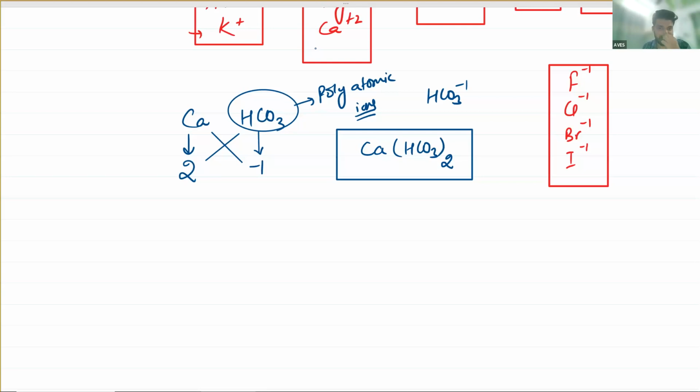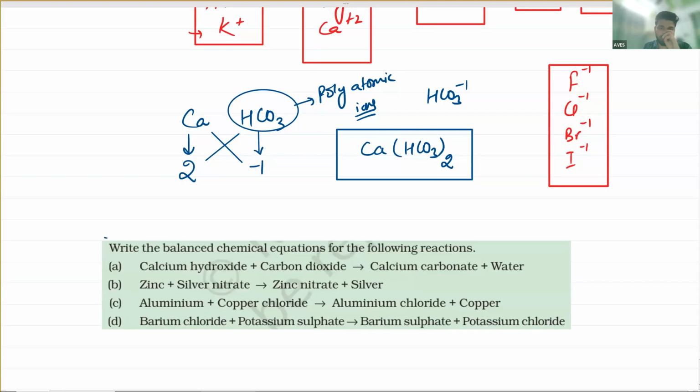Here we have these NCERT questions. Write down the formula of calcium hydroxide. Calcium hydroxide, when it reacts with carbon dioxide, will give you calcium carbonate and water. Similarly, zinc when it reacts with silver nitrate will give you zinc nitrate plus silver. So write down the formulas that you require for calcium hydroxide.